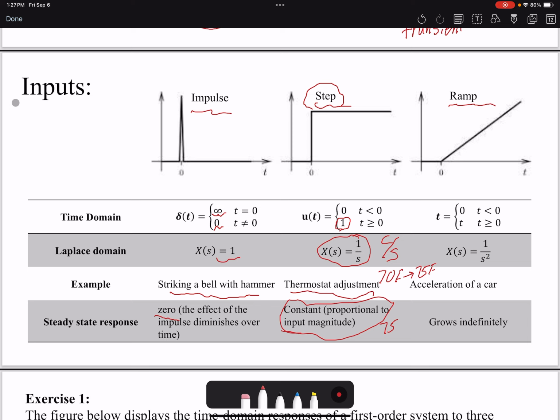And the last input that is very common is the ramp. Basically, the function here is a linear function, the function t, and the corresponding Laplace transform would be 1 over s squared.